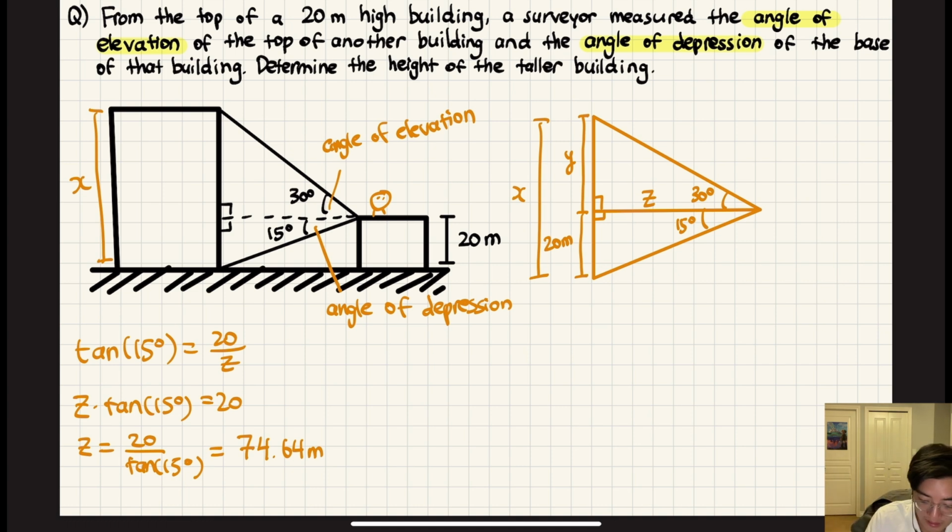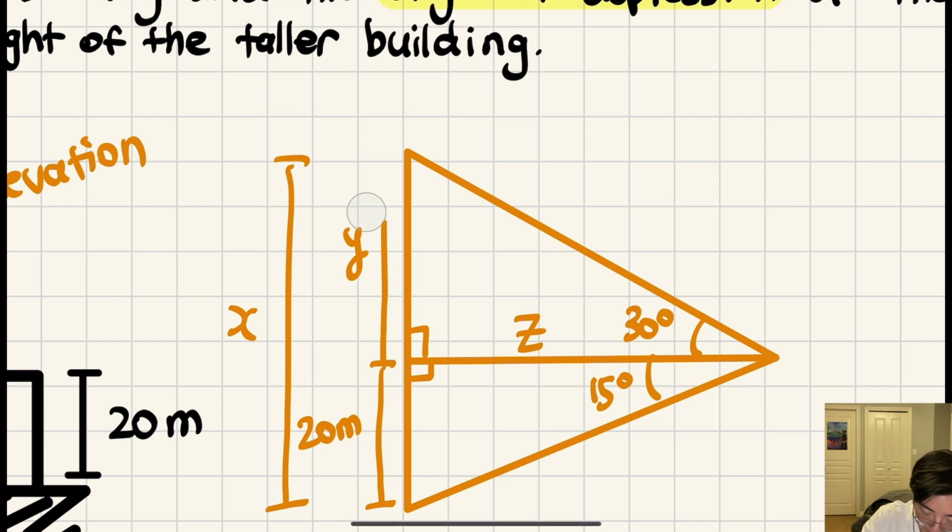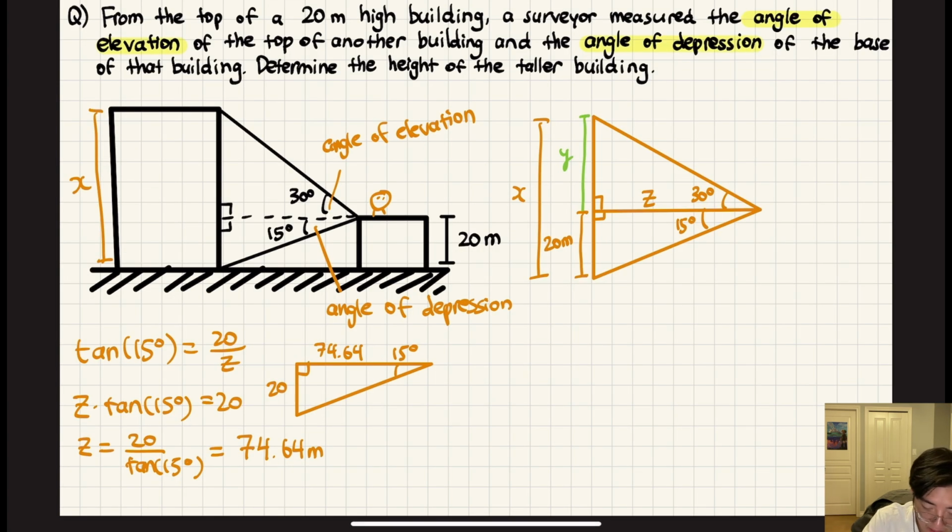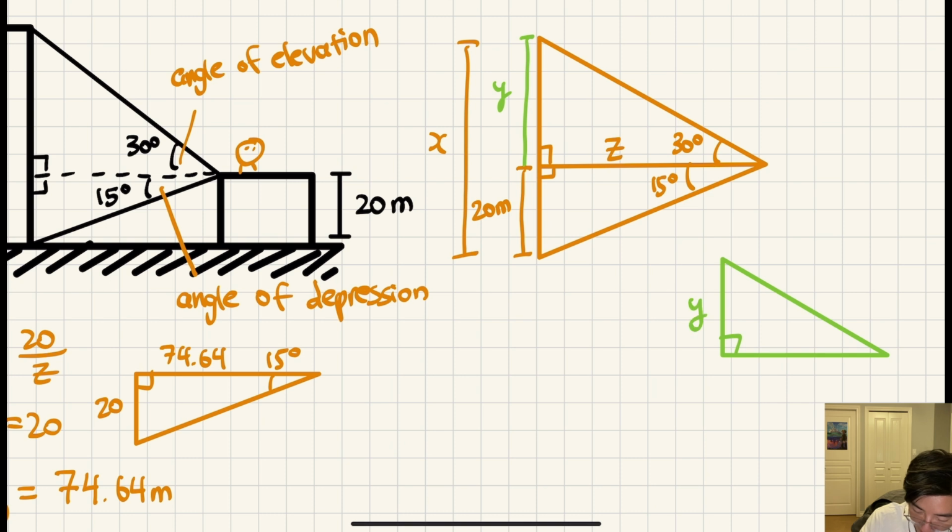And now, if we zoom in on a single triangle here, this is the bottom triangle of this configuration. We got 15 degrees with this angle. We got 20 meters here and 74.64 meters up there. Okay, now moving on to the bigger triangle. Let's actually do it in a different color. So now with y, let's draw our upper triangle. With the y here, we're trying to find y. We know 30 degrees, which is given by the question. We also know that this bottom part is 74.64 meters, because that's what we found from the first part.